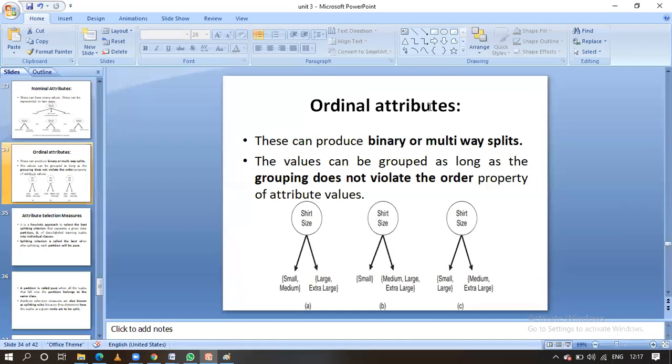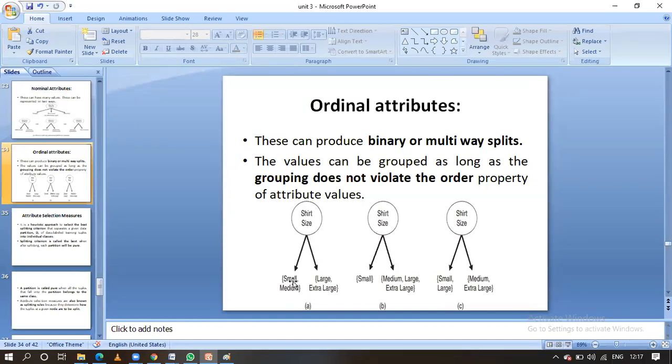For example, your scores O, S, A, B, C, F. Likewise for these ordinal attributes, some order will be followed. That may be binary or multi-way splits, guys. Here we can group the different attribute values. While combining, we should not violate the order, guys. While grouping we should not violate the order.